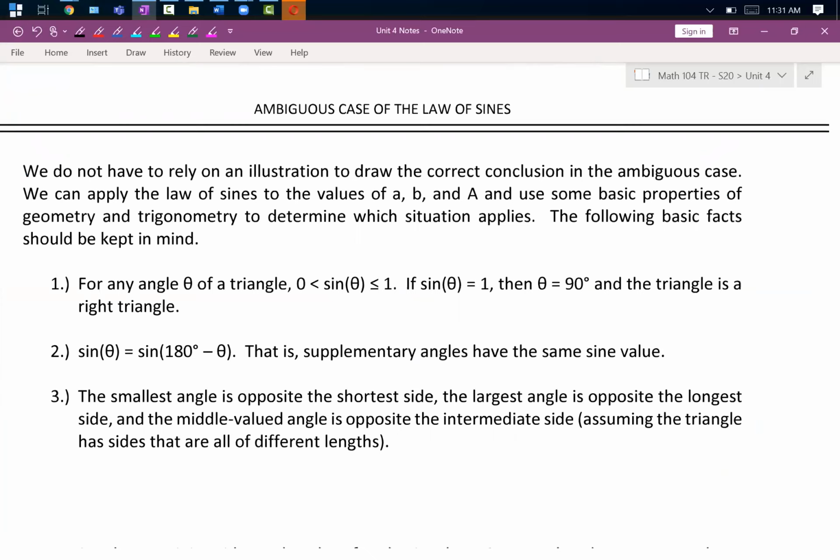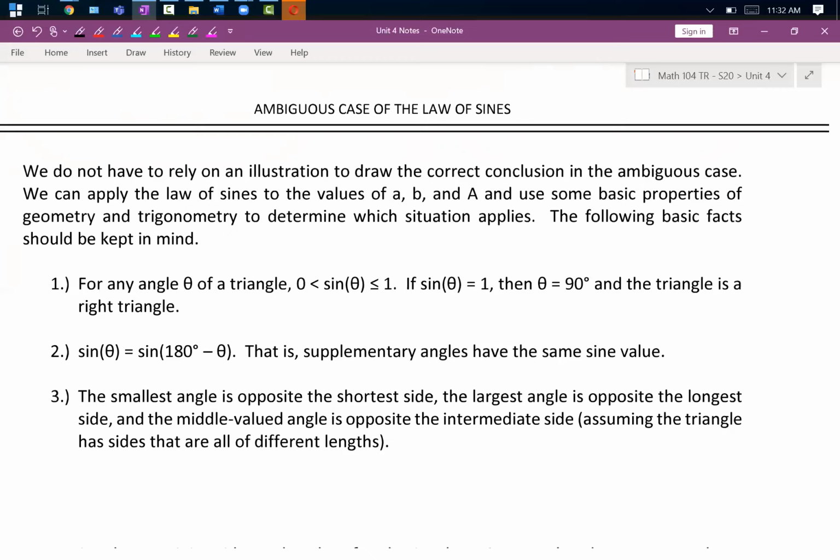For any angle theta of a triangle, sine of theta has to fall between 0 and 1. Remember that sine has to be between -1 and +1, but because we're dealing with a triangle, negative numbers don't make sense for the context, so sine has to be between 0 and 1. If sine is exactly 1, then theta is 90 degrees and a right triangle is formed.